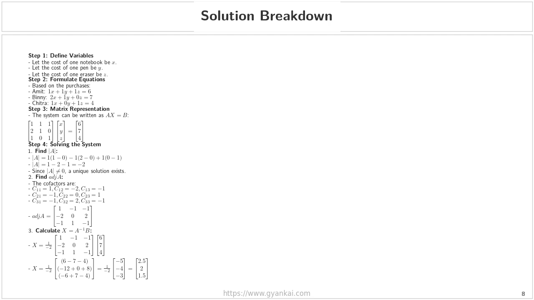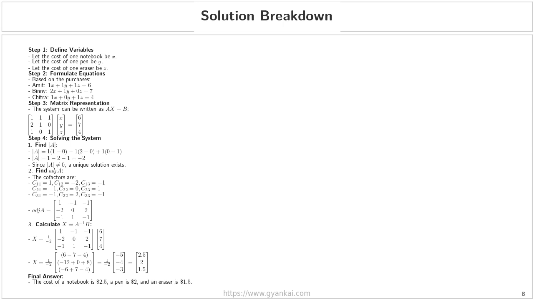This results in our final values for x equals 2.5, y equals 2, and z equals 1.5. To conclude, we have our final answer. The cost of a notebook is $2.50, the cost of a pen is $2, and the cost of an eraser is $1.50. As we move to the next slide, pay close attention to the calculation steps, as these are areas where errors often occur.